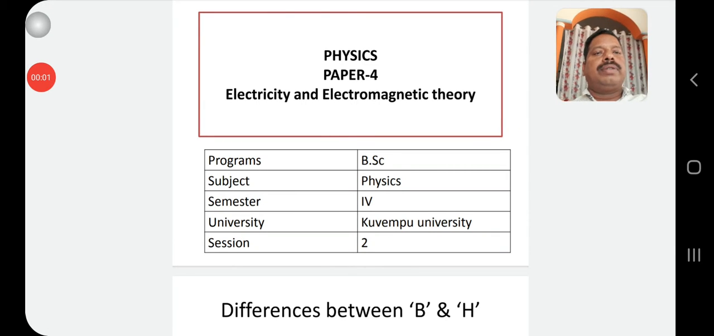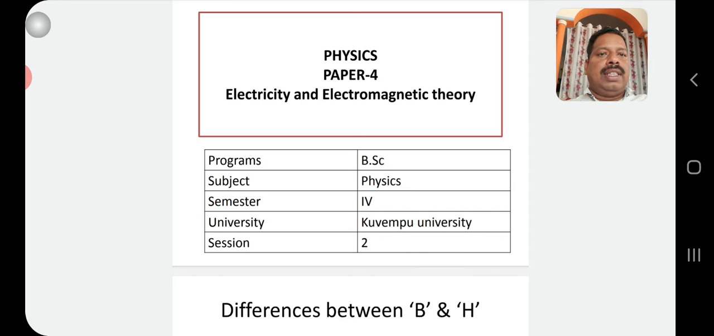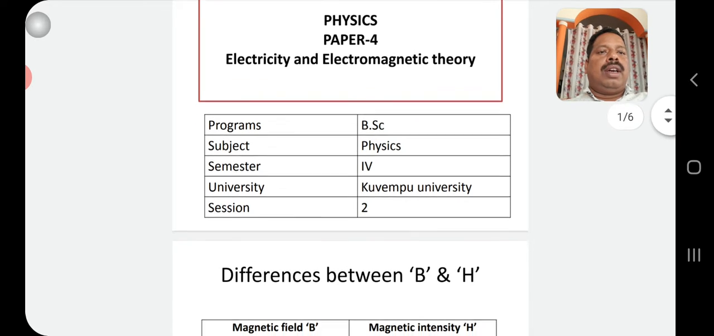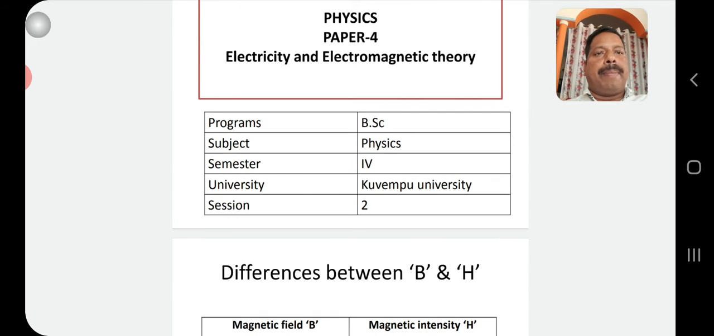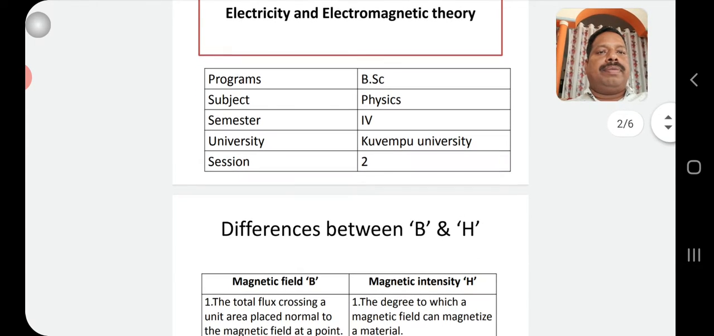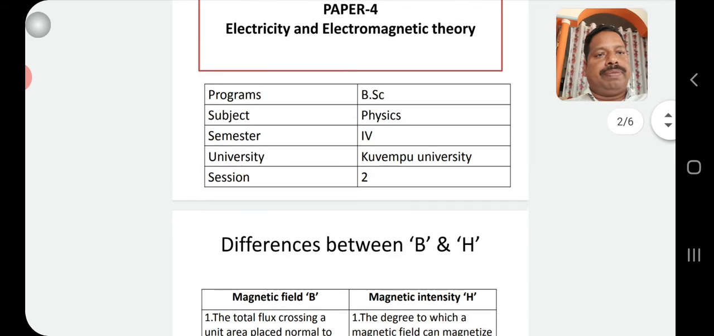Good morning, students. Today I am going to discuss the second session connected with electricity and electromagnetic theory. In the previous session, we discussed what magnetism is, what the expression for the magnetic force or mechanical force is, and the characteristics of that magnetic force or mechanical force, and later the Lorentz force equation.